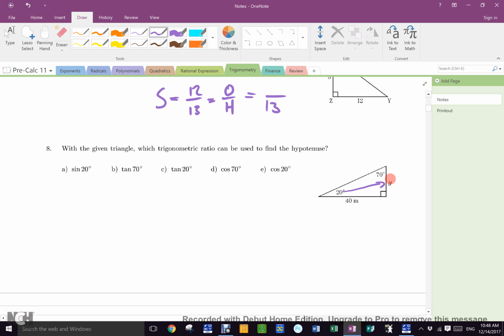No, because I don't know the opposite. Could I use cos 20? Or cos 40, I mean. I mean cos 20 using 40. That's what I mean to say. Could I do that? Yes. There is the answer. Could I do sine 70? Yes, but that wasn't an option.